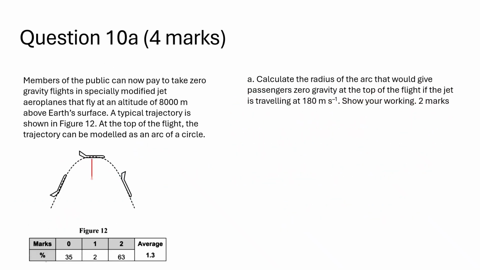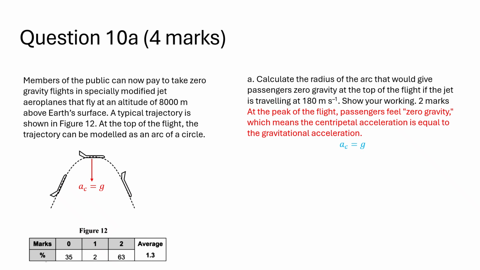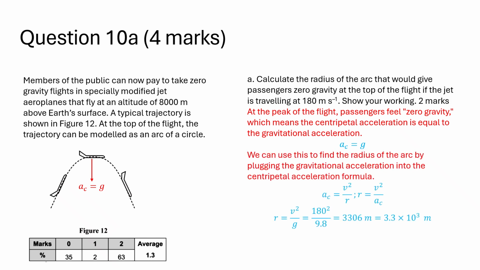At the peak of the flight, passengers feel zero gravity, which means the centripetal acceleration is equal to the gravitational acceleration. We can use this to find the radius of the arc by plugging the gravitational acceleration into the centripetal acceleration formula.